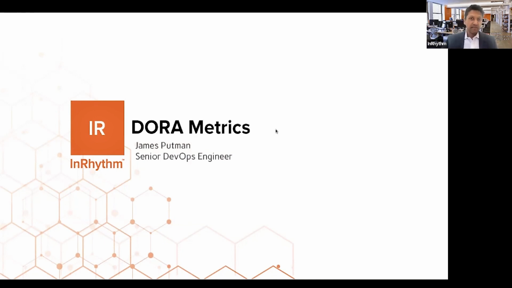DORA Metrics are a great way to measure and provide data on the efficiency, effectiveness, and reliability of your software development as well as deployment practices. And you can really identify areas for improvement for your engineering team. So I'm really curious to learn what he has in store for us. So without further ado, let's get it started, James.